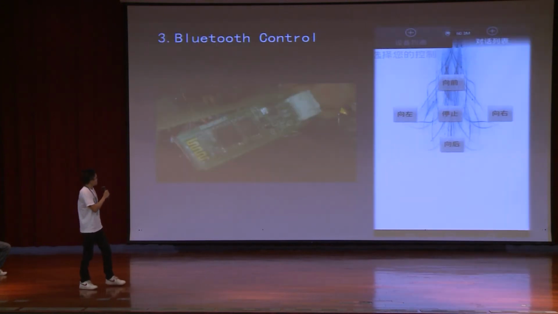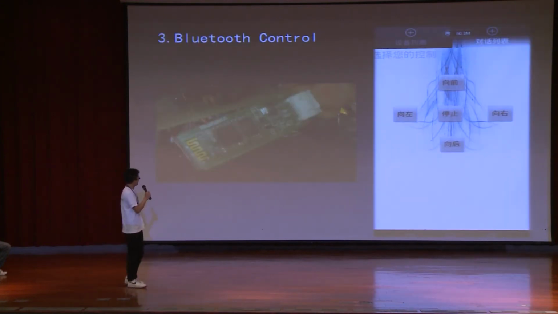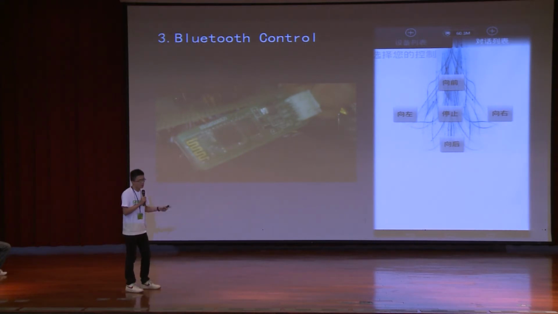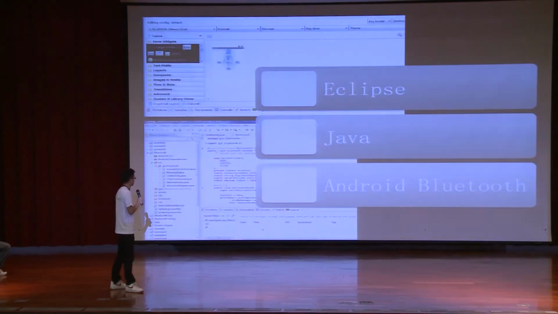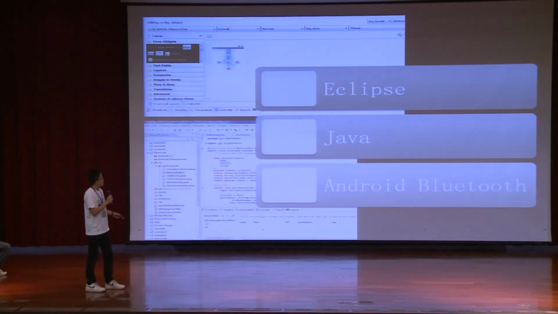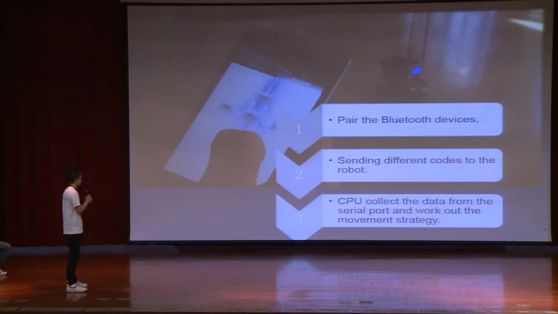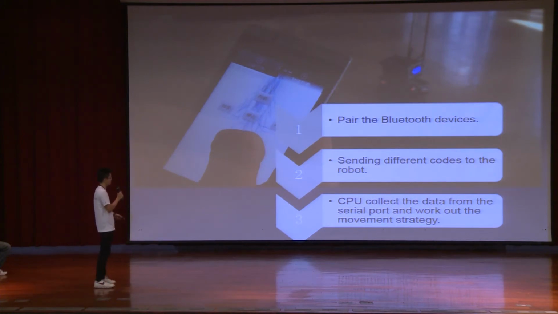And for the fifth function, we built a Bluetooth control using our cell phone. It is an Android application. It can be used on your cell phone, and you can use it to control the robot at the same time. It is developed on the Eclipse platform using Java, and it is Android Bluetooth based. And the steps are to pair the Bluetooth devices and send different codes, and then we can control it.